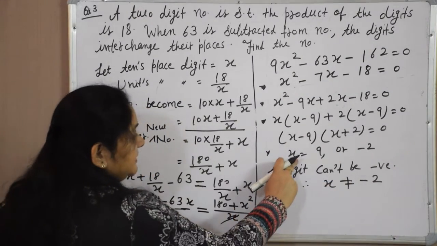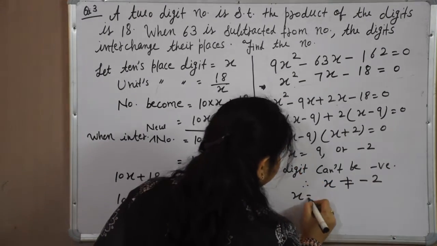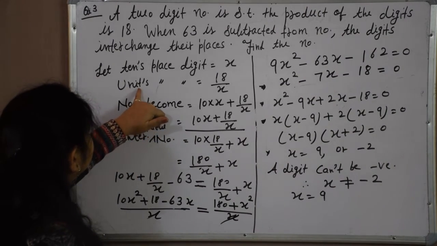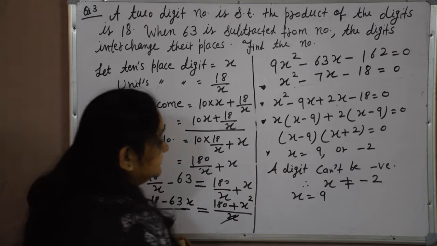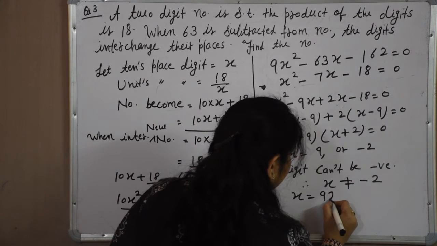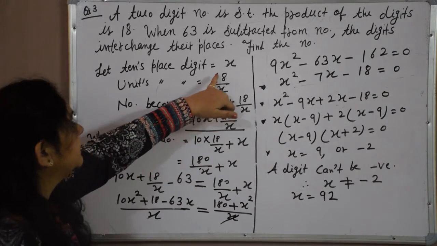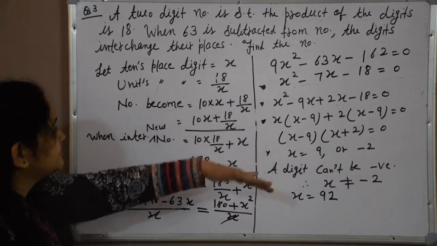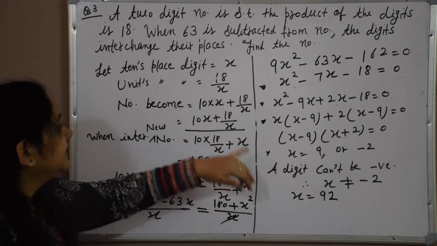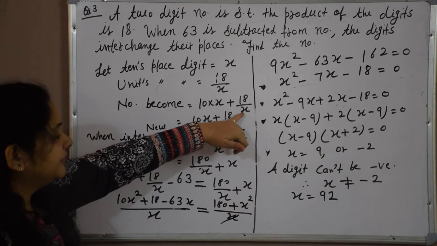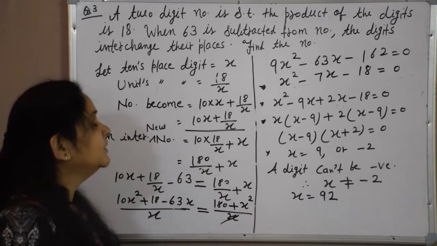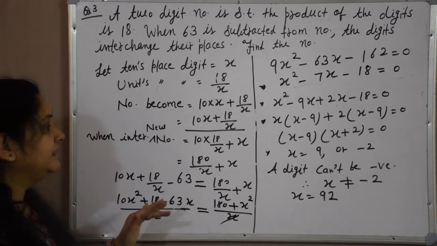So the only possibility is x is equal to 9, and the units place will become 18 by 9, that is 2. So the number becomes 10 into 9, that is 90, plus 18 by 9, that is 2. So our number is 92. This was our aim, to find the number.